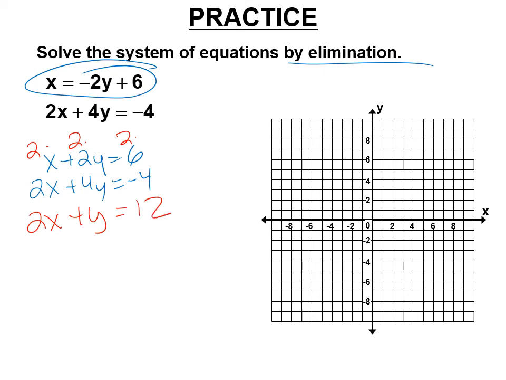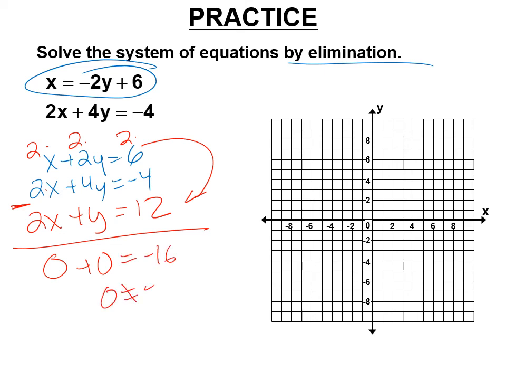All right, so I'm going to subtract the two equations. I just wrote that underneath. I told you you're allowed to do that. 2x minus 2x is 0. 4y minus 4y, we get 0. Negative 4 minus 12, negative 16, but it doesn't really matter. We get nonsense. What does that mean? It means they have no solution.